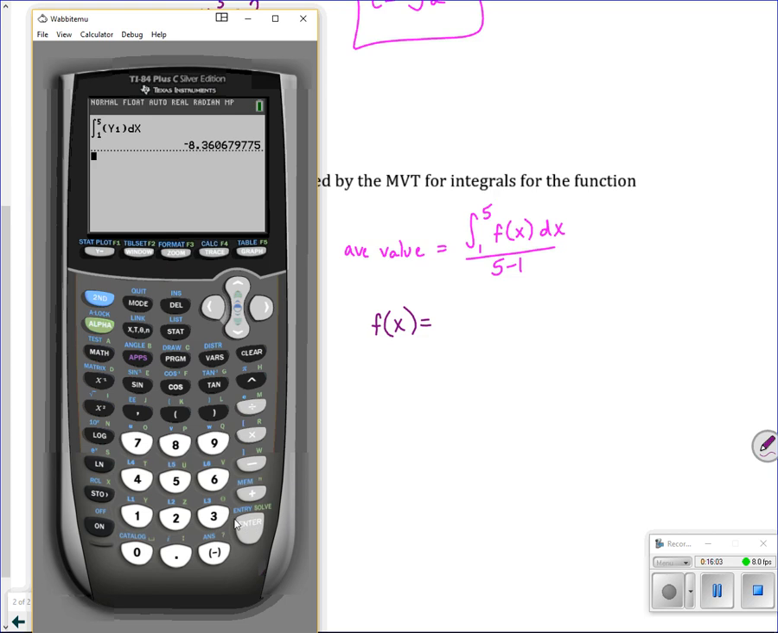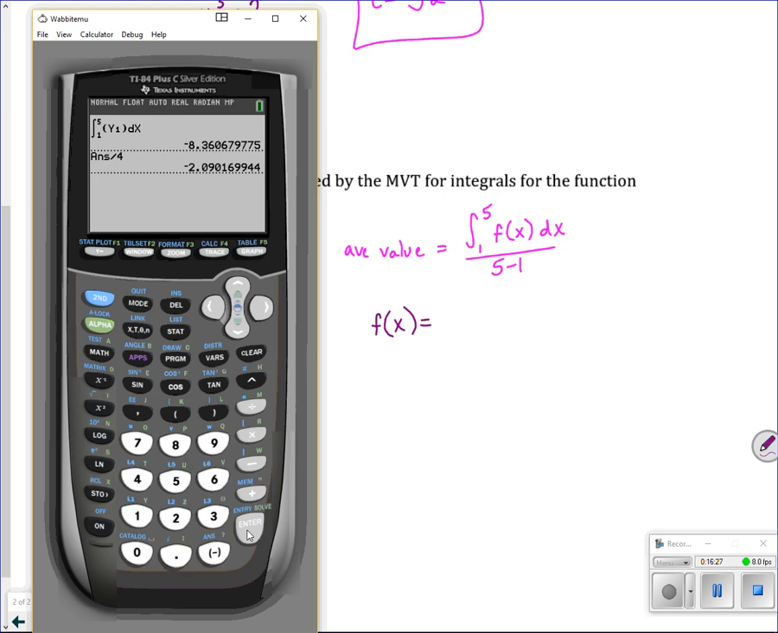Now be careful. What did I forget? And I purposely did it that way. A lot of people do that and they go, oh, when does f of x equal negative 8 point, what did I forget to type in? I forgot to type in the divided by 4, right? So I've got to make sure that I remember to put that divided by 4 in there. So that's my average value.